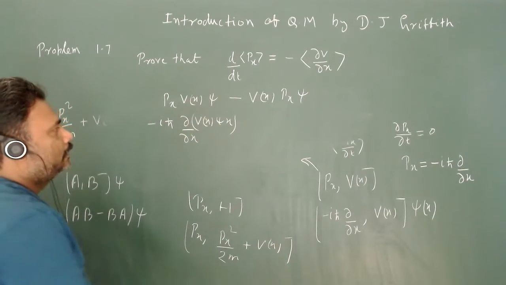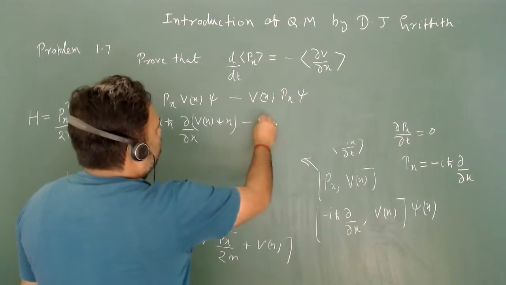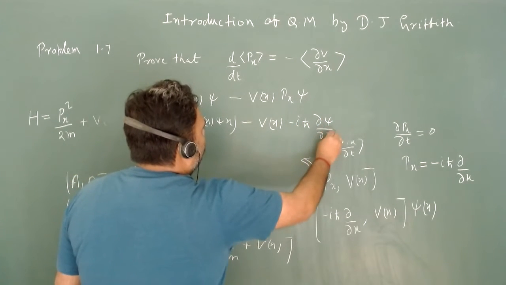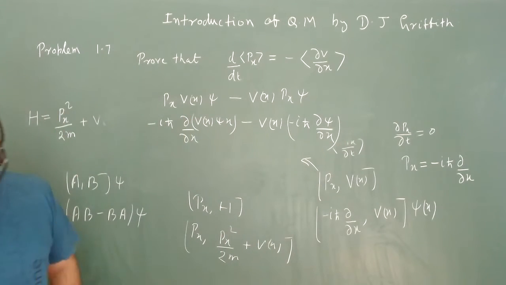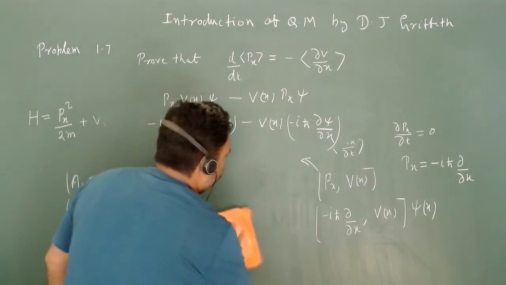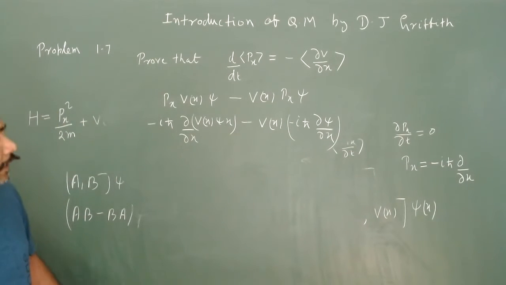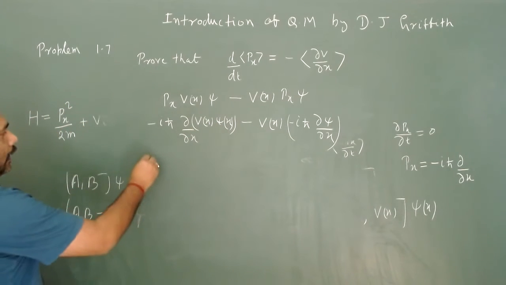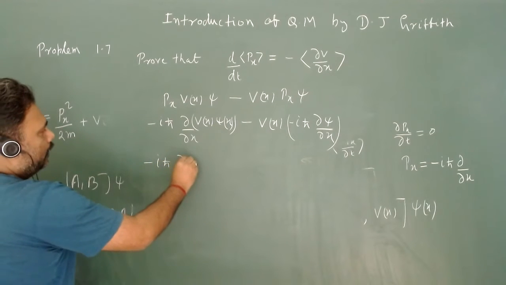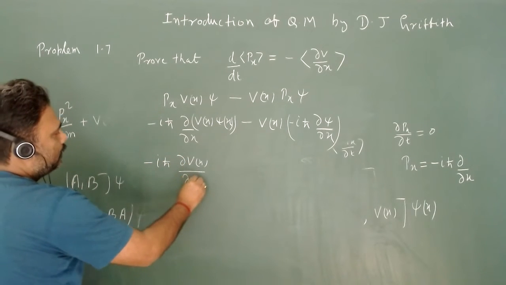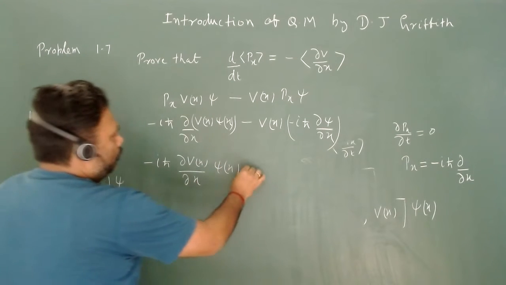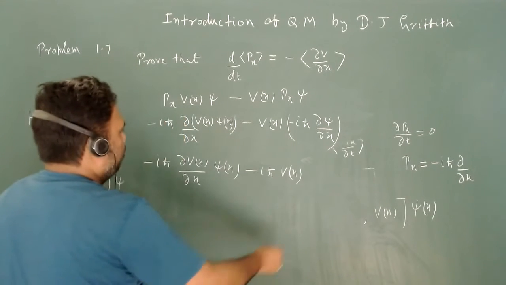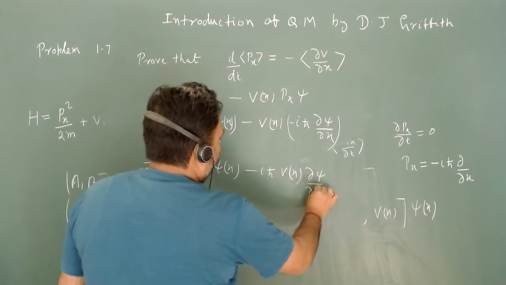This is a very interesting thing. Here Px will operate on this, so we have Vx times minus iħ ∂psi/∂x, and this is the value. Now in the next part, we have to differentiate first Vx, then psi(x), as this is a function of x. So we have minus iħ ∂Vx/∂x psi(x) minus iħ, and then keeping Vx as a constant, we have ∂psi/∂x.